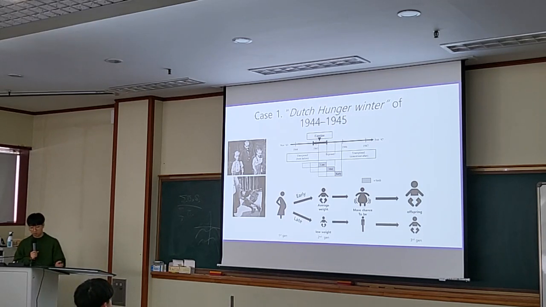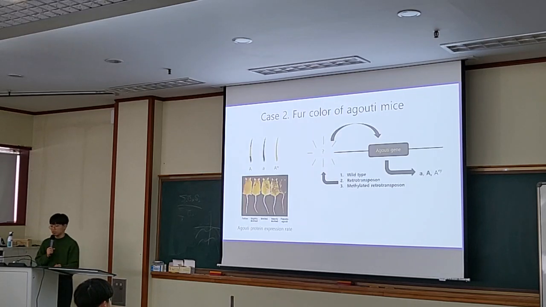So this case shows that the fetus development stage at which the mother experiences malnutrition matters. This malnutrition can affect the methylation pattern of their children. And the second case is the fur color of the agouti mouse.